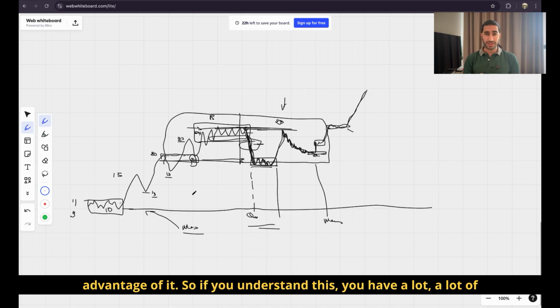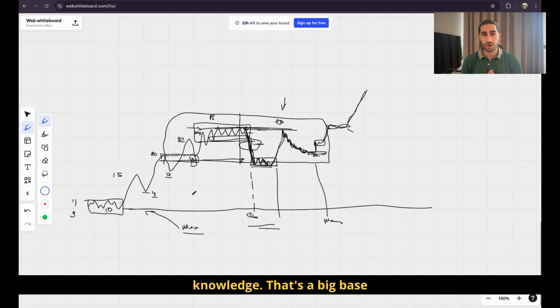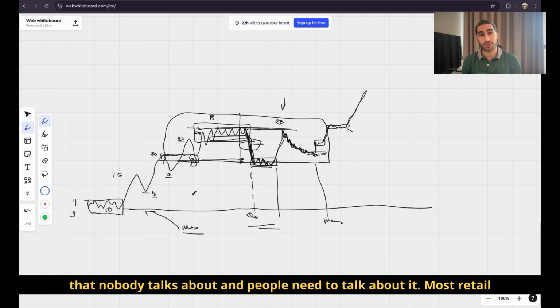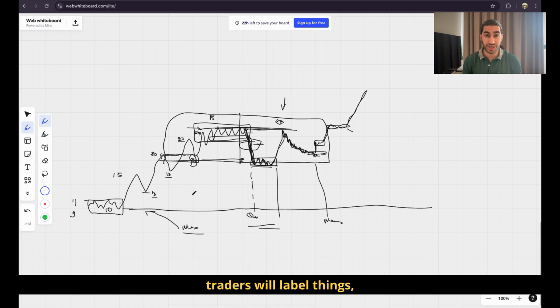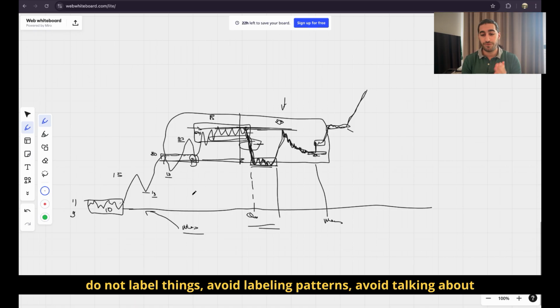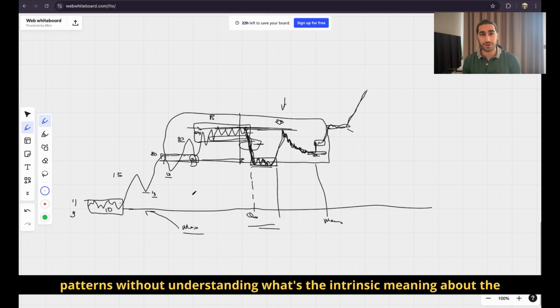So if you understand this, you have a lot of knowledge. That's a big base that nobody talks about, and people need to talk about it. Most retail traders will label things. Do not label things. Avoid labeling patterns. Avoid talking about patterns. There are some regular patterns, but that is not the point. The point is not recognizing patterns without understanding the intrinsic meaning behind them.